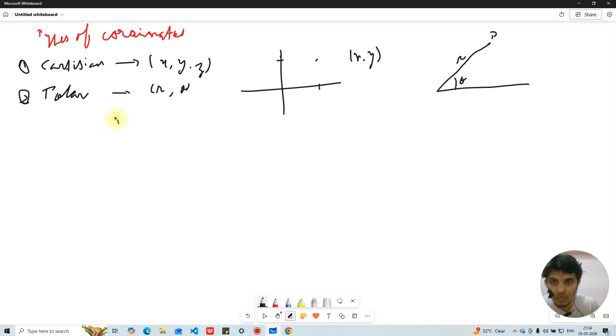And of course if you want to convert from polar to Cartesian, it's very simple. You take the x component. The x value is r cos theta, and the y value is r sine theta. And then we have geodetic coordinates.